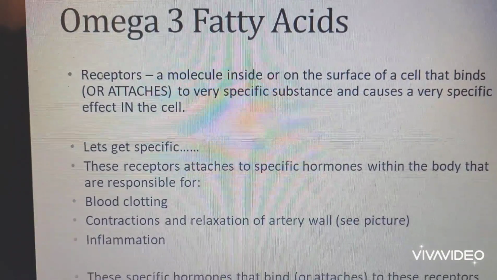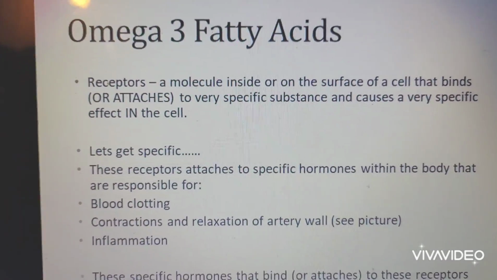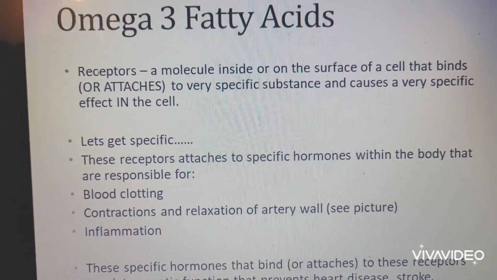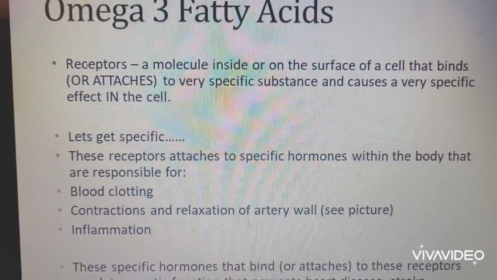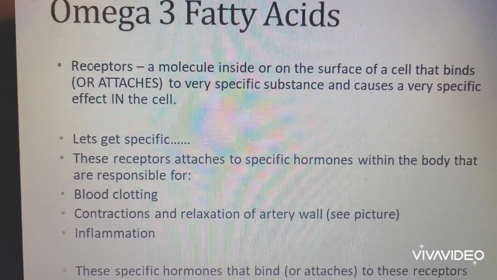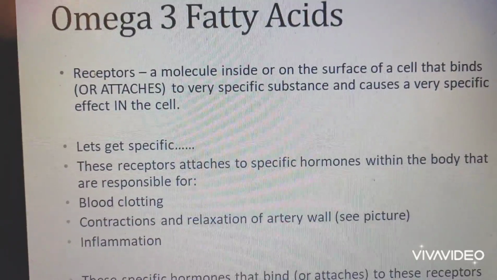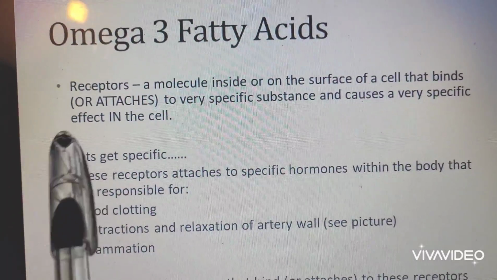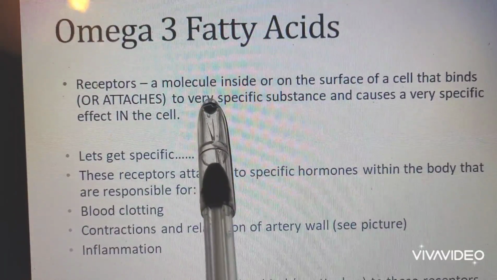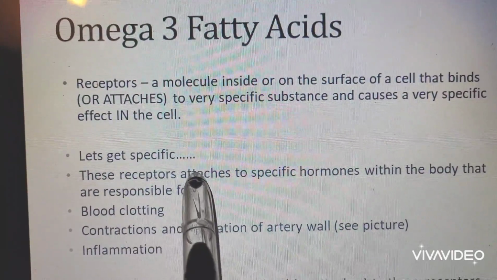Now, omega-3 fatty acids. You will see this as my topic because that is what we're going to be talking about, of course. And we know by now that we're talking about fish oil. All right, so this is how the process works. There are receptors. I will show a picture.